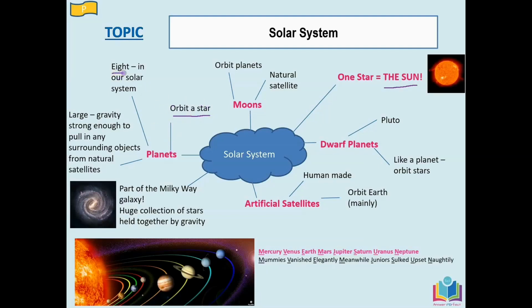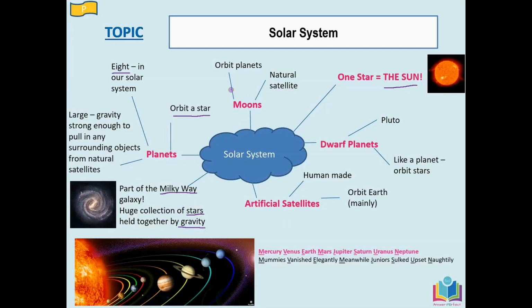There are 8 of them in our solar system. They're large objects in space, and they have to be large enough. This means that their gravity is strong enough to pull in any nearby object from natural satellites. Our solar system is part of a galaxy, and ours is called the Milky Way. I'm sure you're probably thinking, oh, Milky Way is yummy, but no, we are thinking science. We're looking at the Milky Way in terms of our galaxy. It is a huge collection of stars held together by gravity, that force.